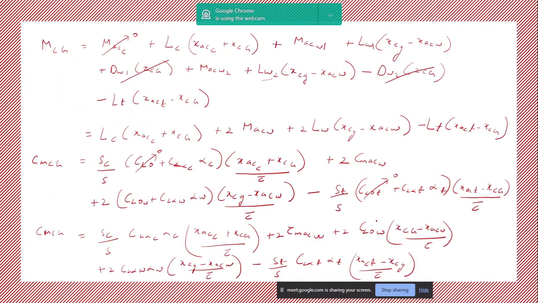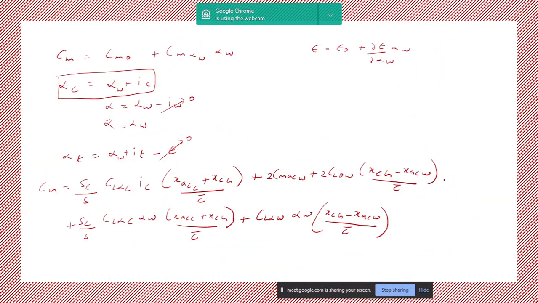Then what is left? It's the tail quantity. So you have minus ST upon S, CL alpha tail into, what is the term? I tail. And you have XAC tail minus XCG by C bar. And dependent on alpha will be ST by S, CL alpha tail, alpha wing, XAC tail minus XCG by C bar.